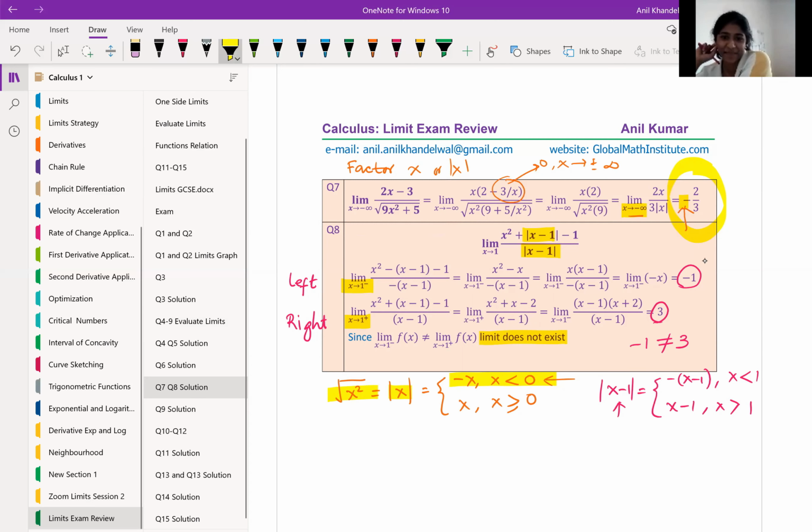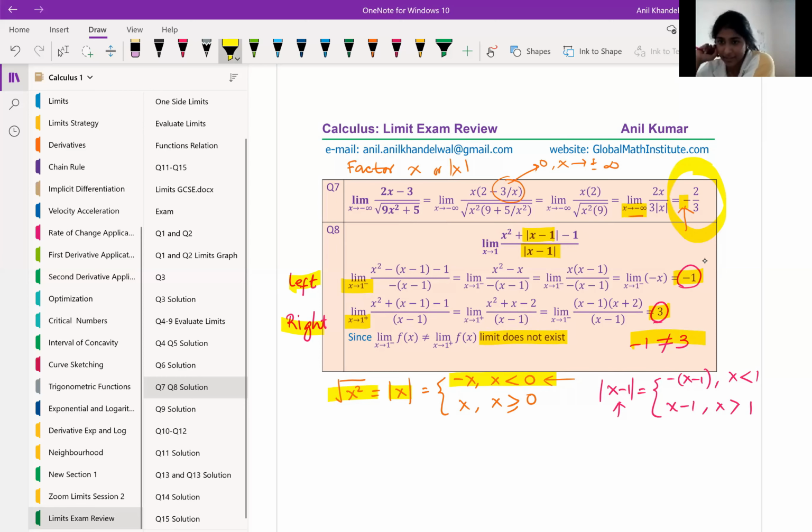Question number 8. How did you do? Because we got an absolute value function there, I did the piecewise function. I found the left side and the right side. For the left side I got -1, and for the right side I got 3. They're not equal, so the limit does not exist because there's a jump discontinuity.